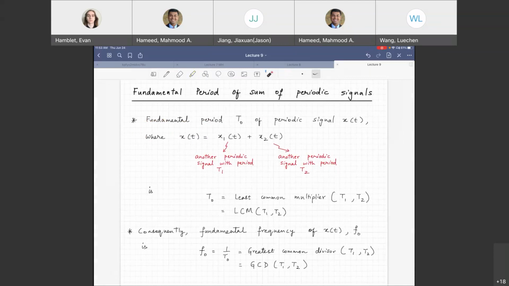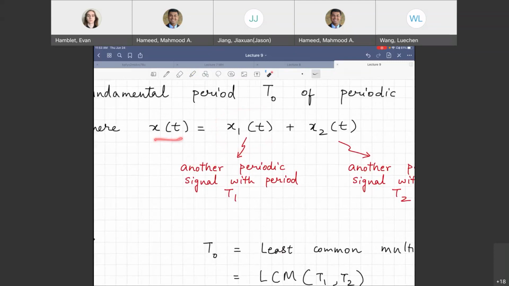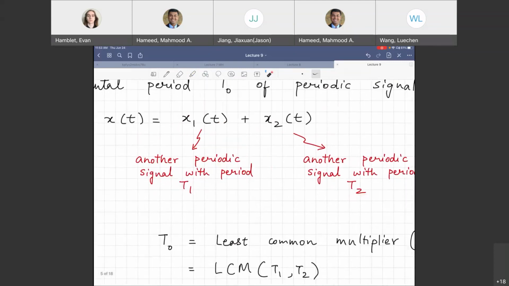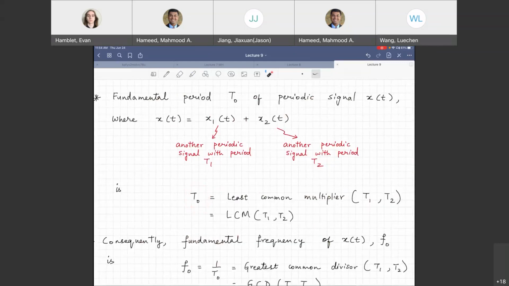So let's try to see what happens to the time period and frequency of a signal when you have that signal being expressed as sum of two periodic signals, x1 and x2. So x1 is a periodic signal with time period T1, and x2 is another periodic signal with time period T2. So they have different time periods and frequencies. You are adding them up, you get x of t. What would be the time period and frequency of x of t? Well, the time period of the sum of those two signals is literally the least common multiple of the two time periods.